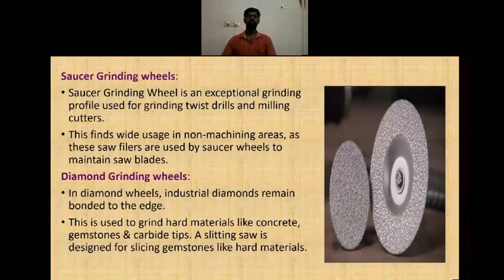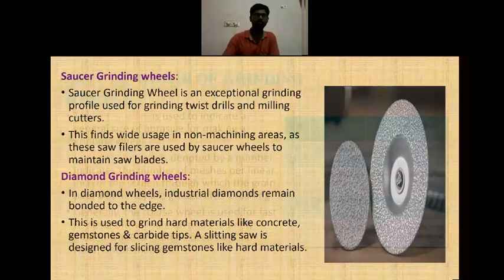If you notice, some grinding wheels have special abrasive materials. For example, there are diamond grinding wheels. In diamond grinding wheels, industrial diamonds are bonded to the edges. They are also very expensive.